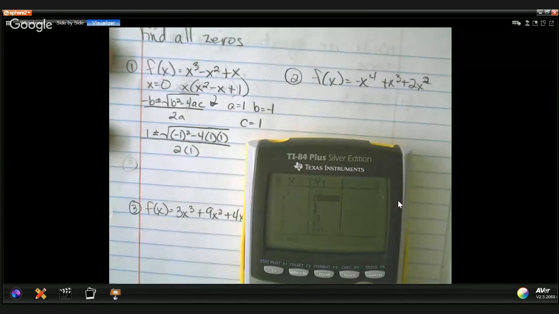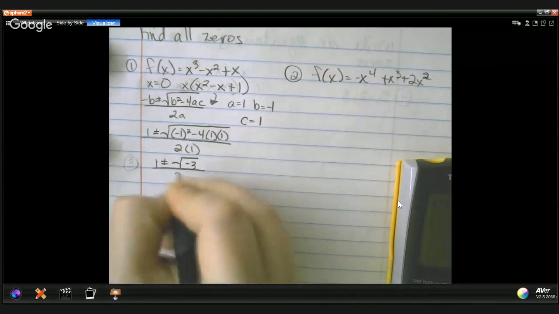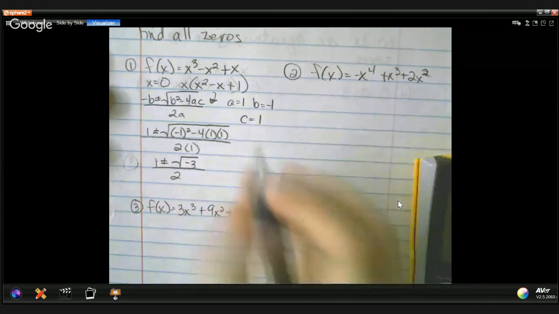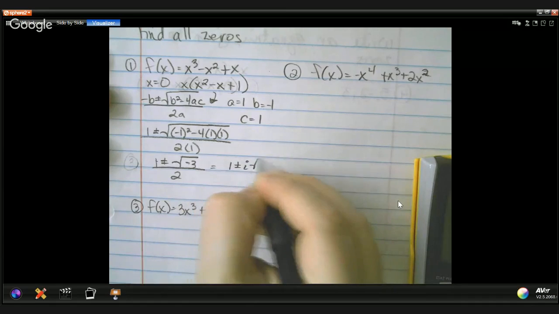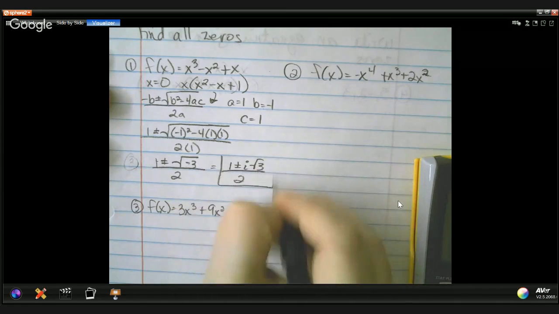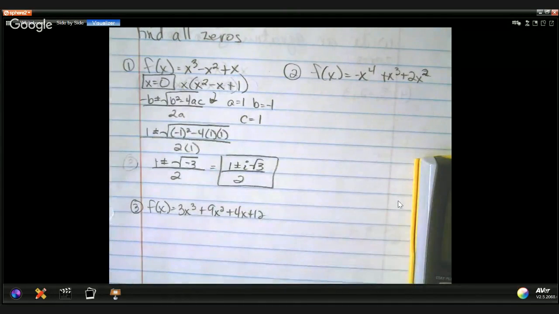And so I plug in my discriminant. Remember, that's the thing underneath. So negative 1 squared, minus 4 times 1 times 1, which is just 4. So I get a negative 3. So it's 1 plus or minus the square root of negative 3, over 2. And the only thing I have to do is get rid of this negative. So it's 1 plus or minus i square root of 3 over 2. There's the first answer, and here's the other answer. And so there are the two answers for that problem.